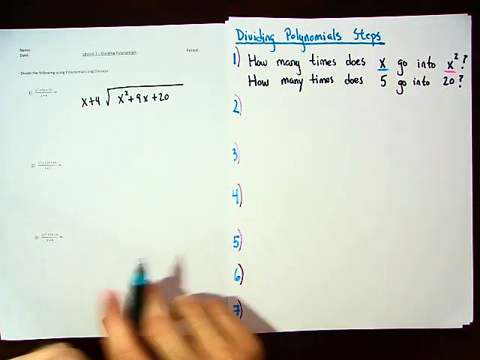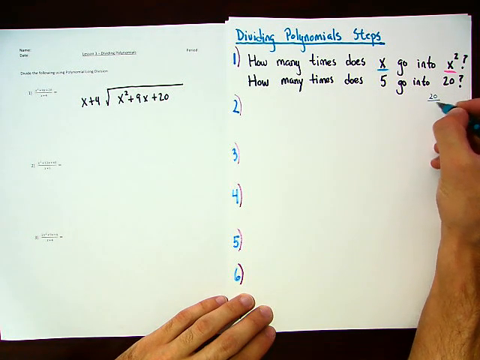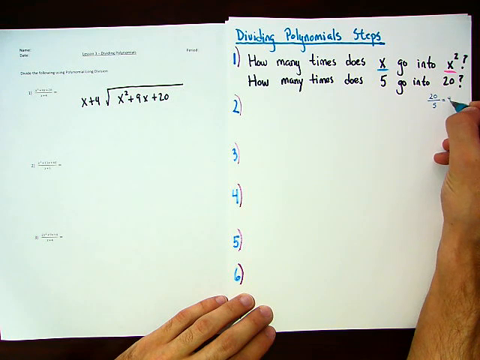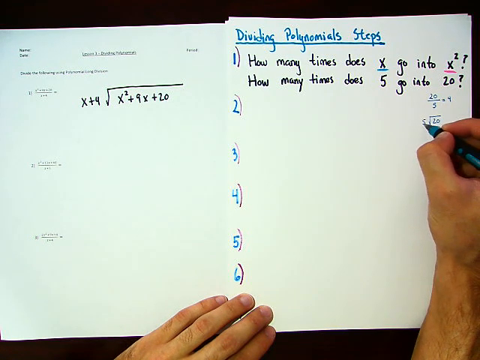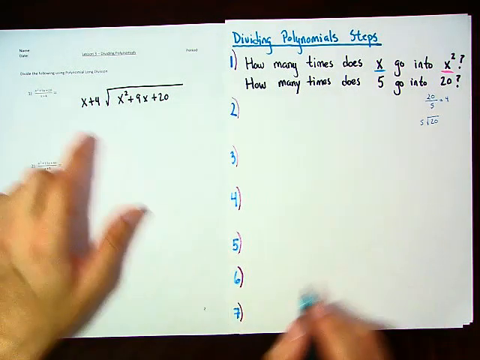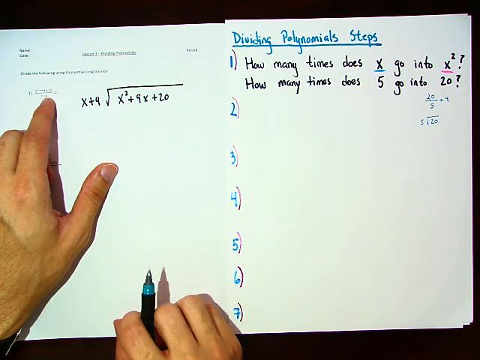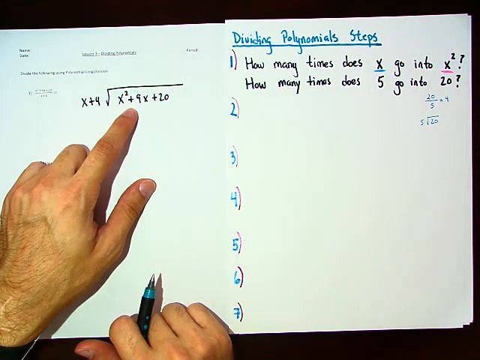What would you do to say how many times does 5 go into 20? You say 20 divided by 5 is 4, right? Or you could say, like, the long division, like this. You could also say how many times does 5 go into 20? You could also do this. And that's what we're asking over here. We're saying how many x plus 4s go into this? And this is the setup that we're going to have, okay?